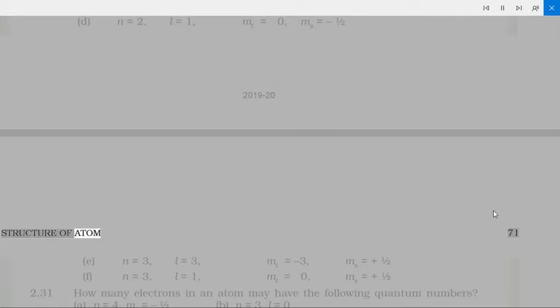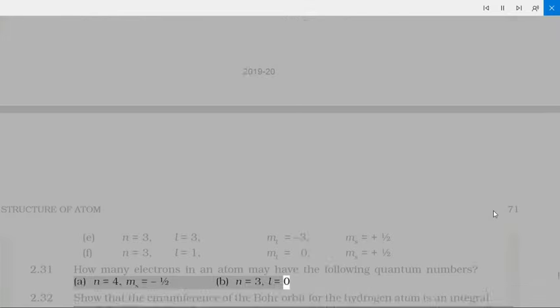E. n equal to 3, l equal to 3, ml equal to 3, ms equal to plus a half. F. n equal to 3, l equal to 1, ml equal to 0, ms equal to plus a half. 2.31 How many electrons in an atom may have the following quantum numbers? A. n equal to 4, ms equal to a half. B. n equal to 3, l equal to 0.